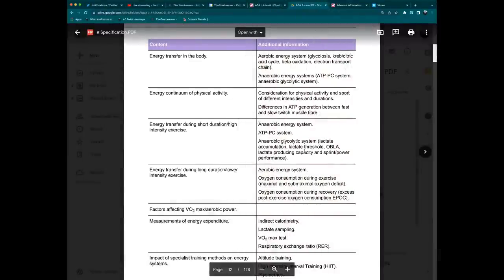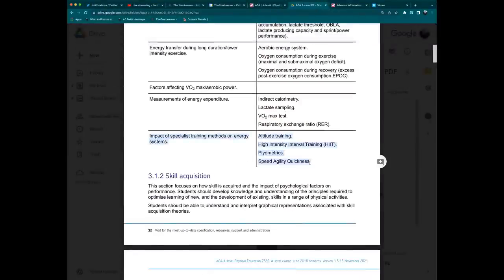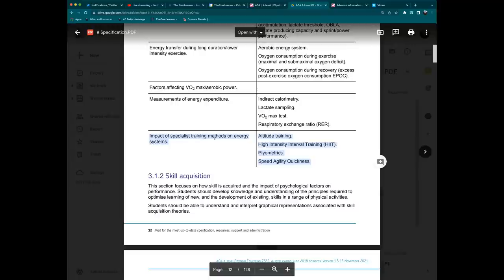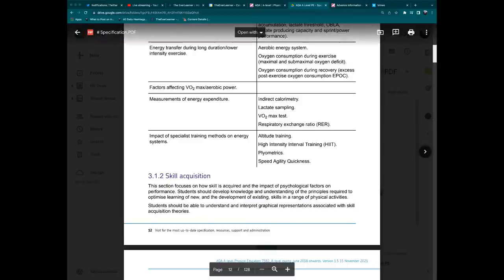Another student is saying, for the specialist training, does it only include altitude, HIIT, plyometrics and SAQ training? Yes. Let me just go back to the spec. If we scroll down to here, that's that section. We've got impact of specialist training on energy: altitude, HIIT, plyometrics, SAQ. So yes is the simple answer to that question.